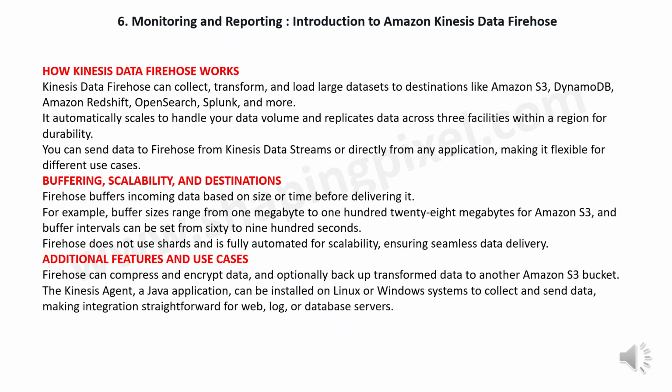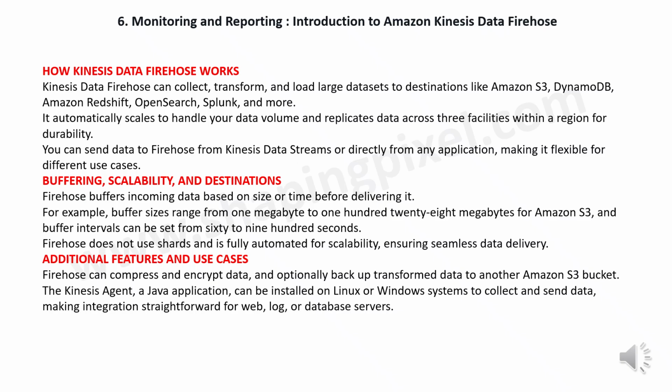Amazon Kinesis Data Firehose is a fully managed service designed to simplify the process of delivering streaming data to various destinations. It handles all the infrastructure, storage, and networking, so you do not need to worry about provisioning or maintaining hardware or software. Kinesis Data Firehose can collect, transform, and load large datasets to destinations like Amazon S3, DynamoDB, Amazon Redshift, OpenSearch, Splunk, and more.